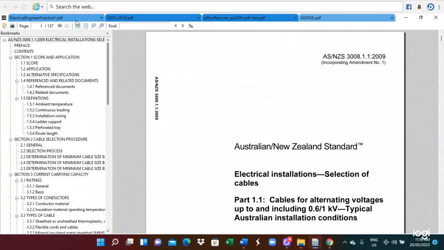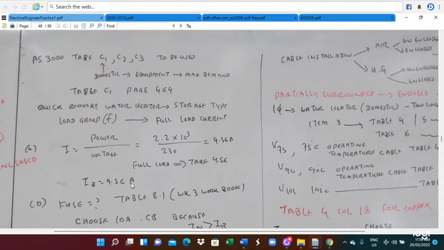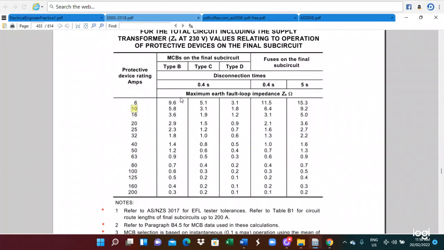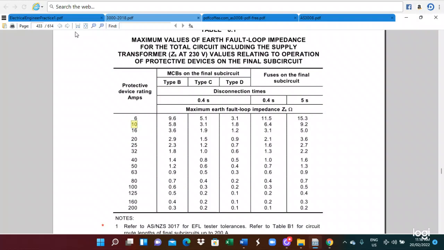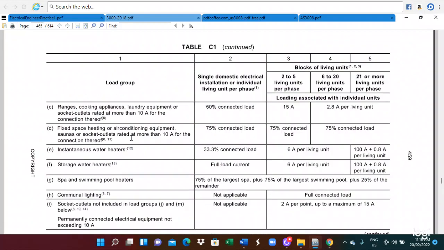Okay, so at this stage, I have already explained the maximum demand calculation. For the maximum demand calculation, we have to utilize Table C1 on page 464. The load group is F because of the storage water heater, the quick recovery water heater.